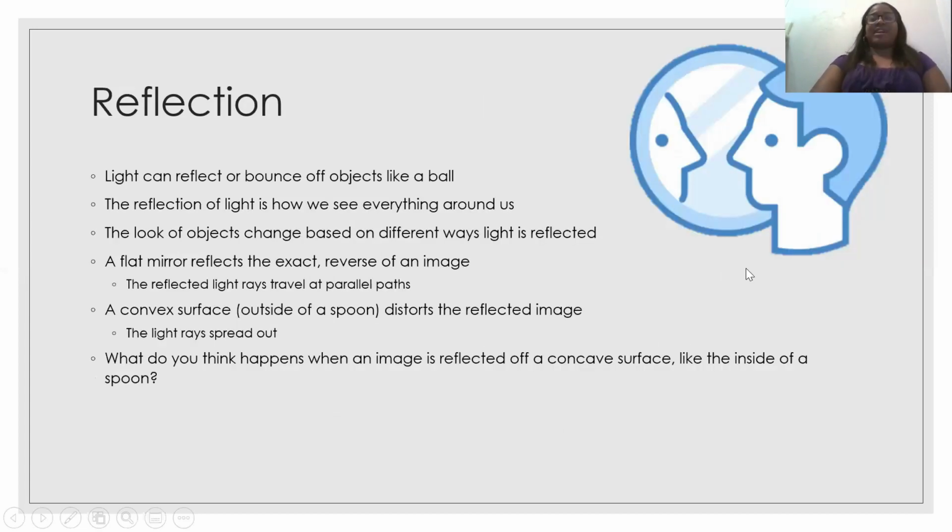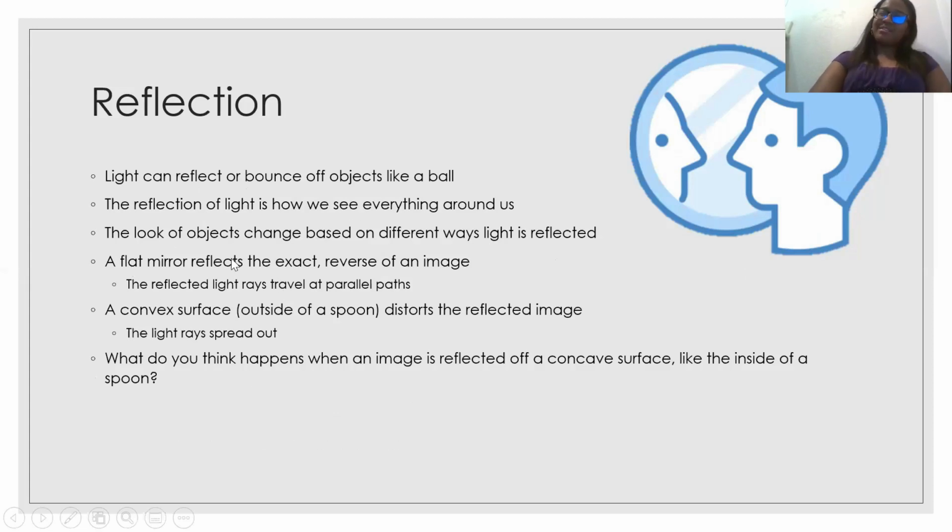Next, we're going to talk about reflection. I'm sure you guys have all looked in the mirror and seen your beautiful selves in it. Light can reflect or bounce off of objects like a ball. But the reflection of light is how we see everything around us. The look of objects changes based on different ways light is reflected.